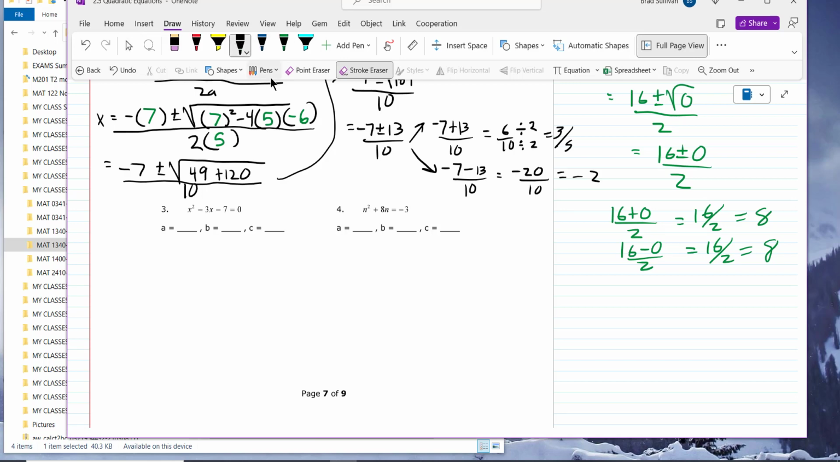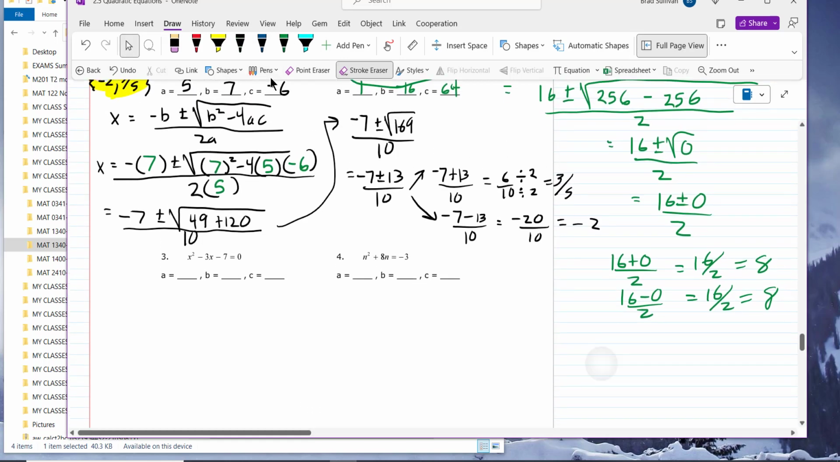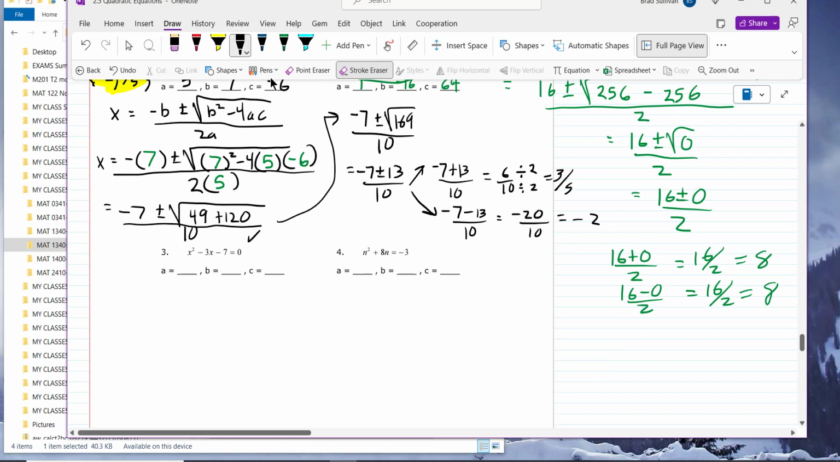So this one we have, on number 3, we have one side equals 0. So A is 1, B is -3, C is -7. Okay, so we're again just going to plug that in. This time I'm just going to put it together. Once you memorize the formula, you can just start putting it together.